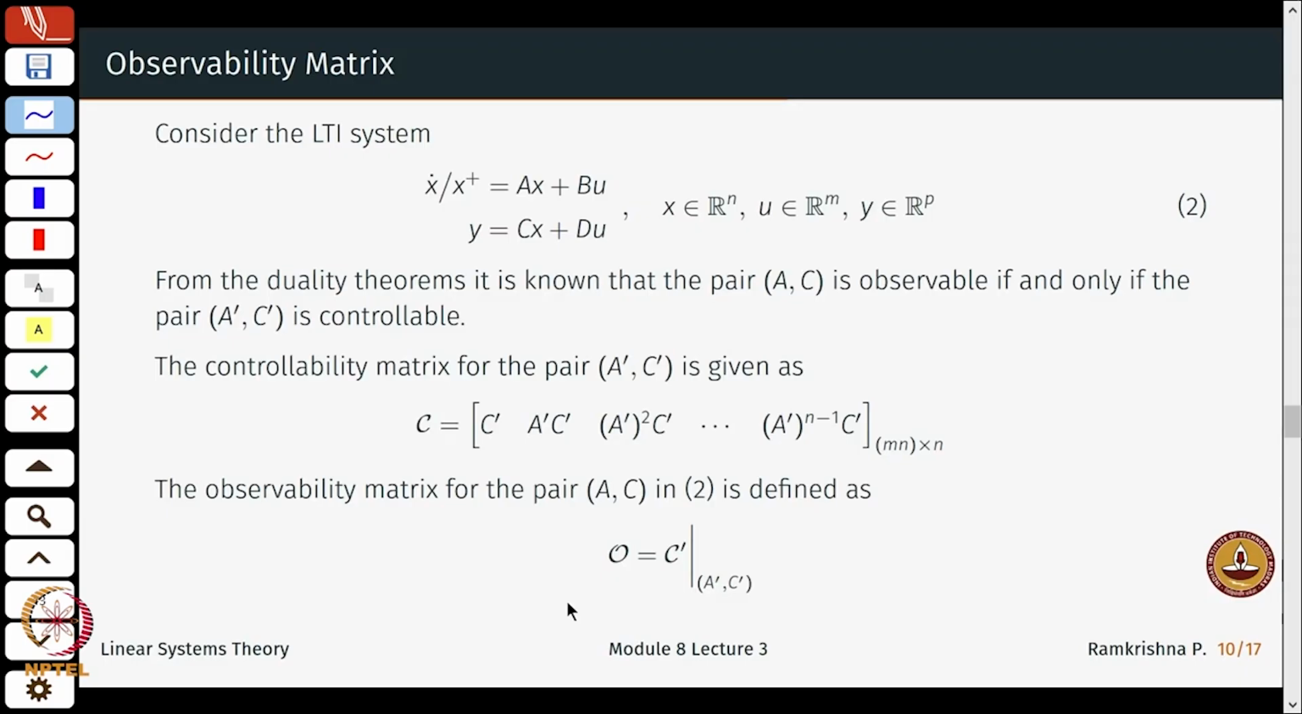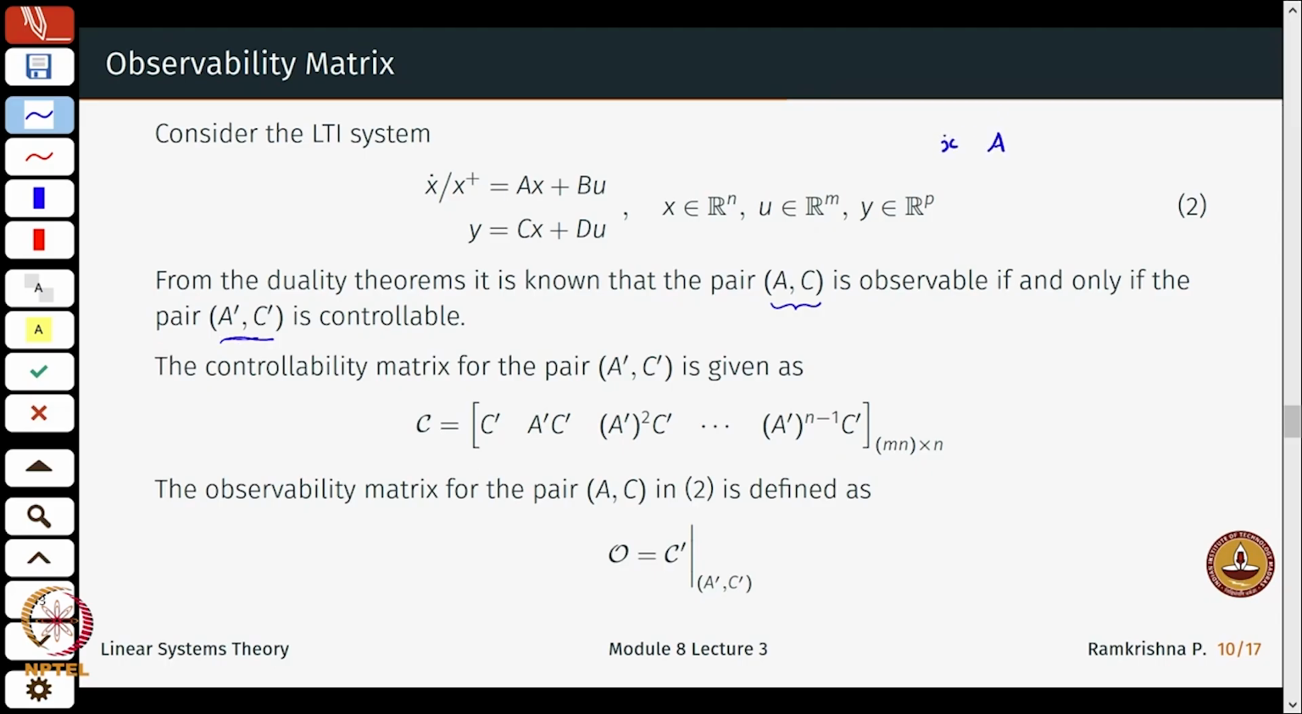So, first is the rank based condition, right. So, I will just do the derivations from the duality thing. So, from the duality theorems, we know that the pair A comma C is observable if and only if the pair A transpose, C transpose is controllable. Okay, so let us write down the dual system here.